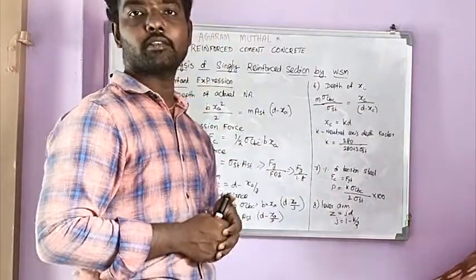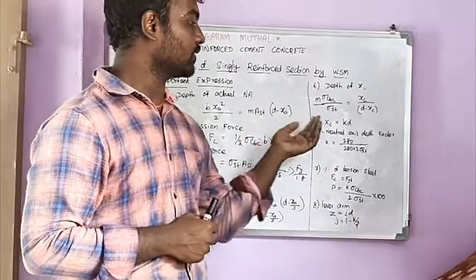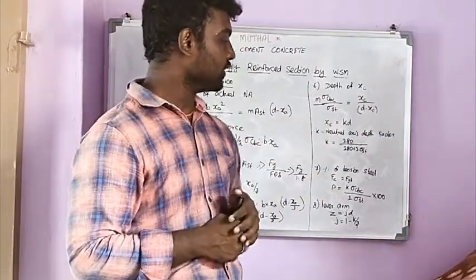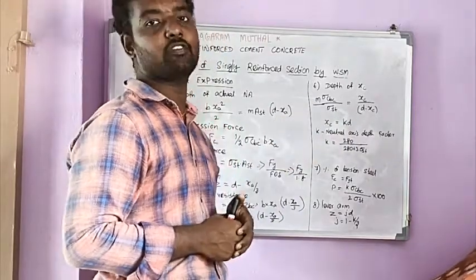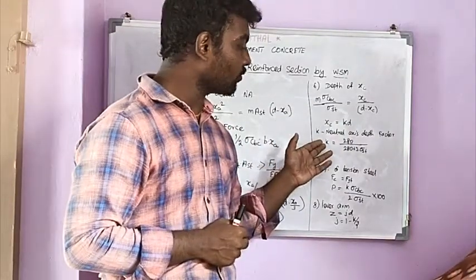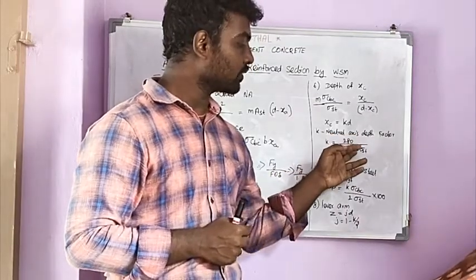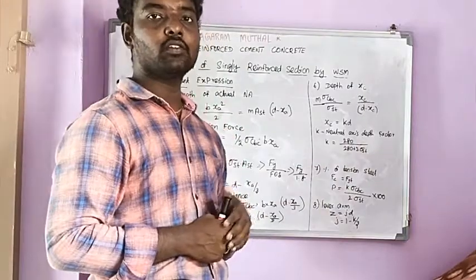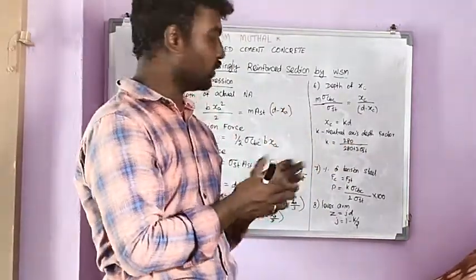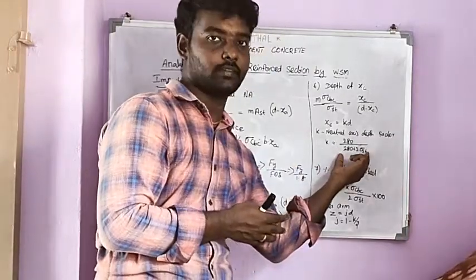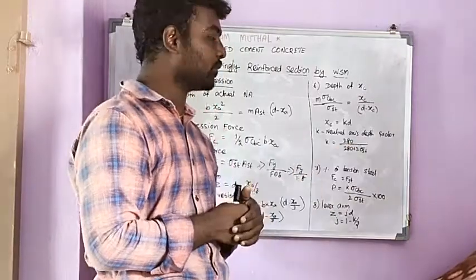So substituting all the values, finally we can obtain the value of critical neutral axis, and we can express this as xc equal to k into d, where k is the neutral axis depth factor. The expression for k is 280 divided by 280 plus 3 into sigma st. So by substituting all the values we will get the value. So k equal to 280 divided by 280 plus 3 into sigma st.